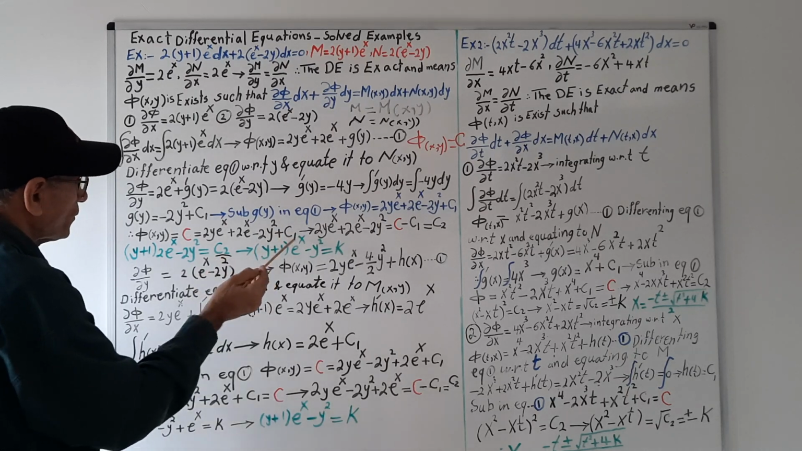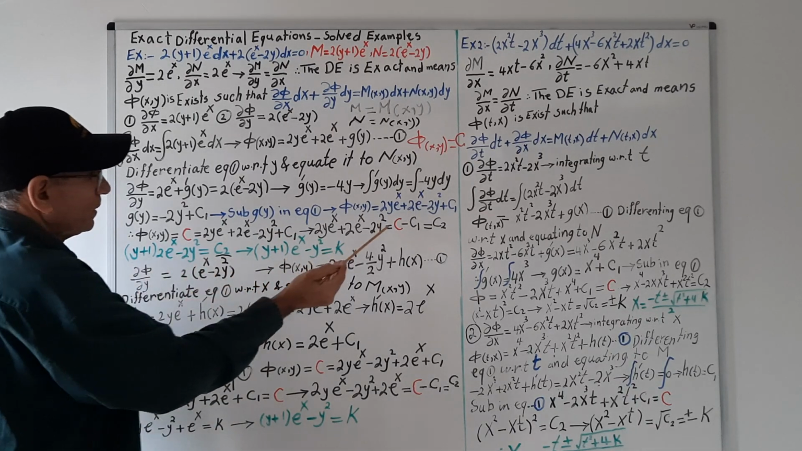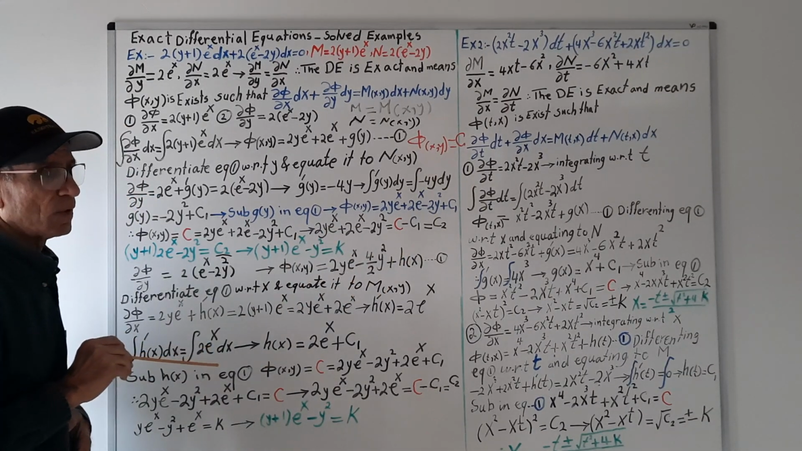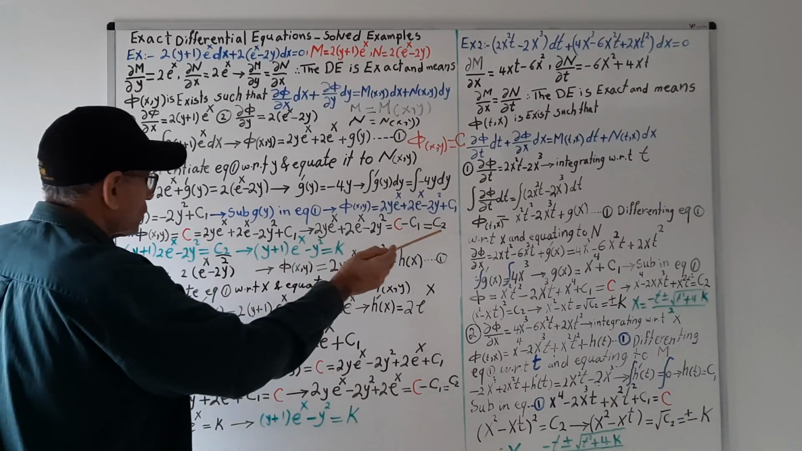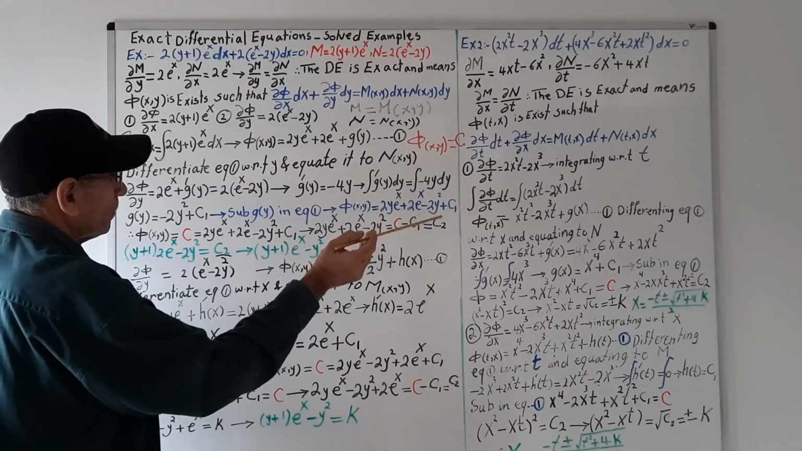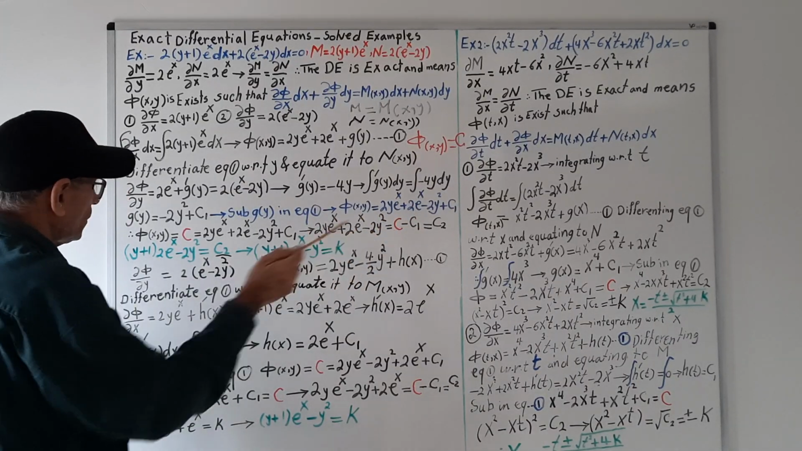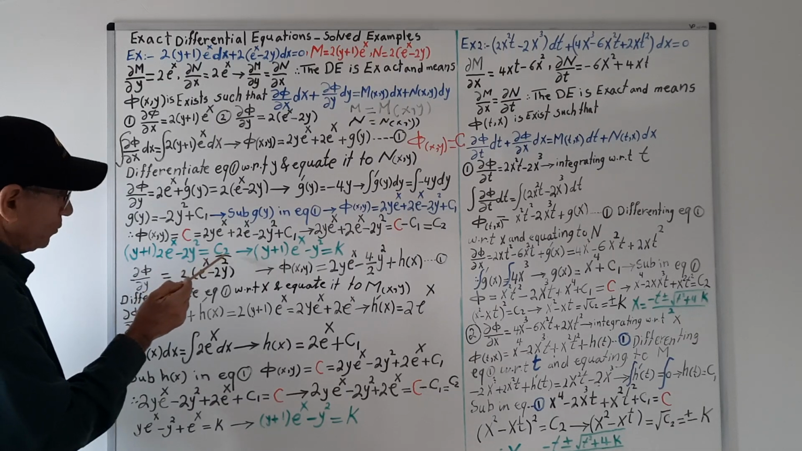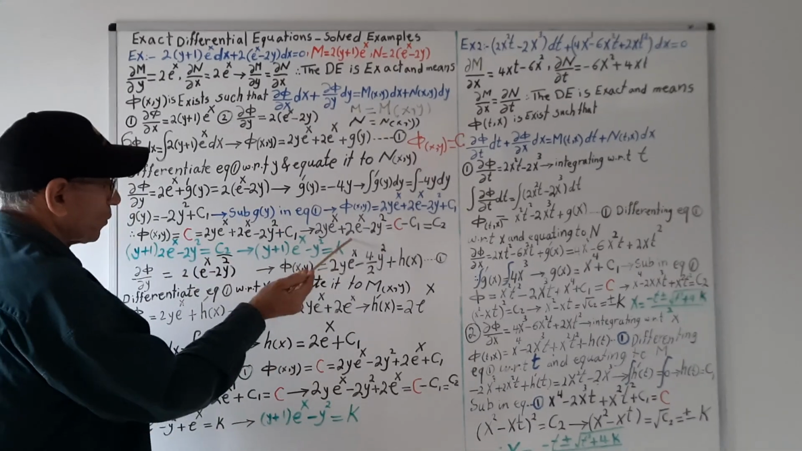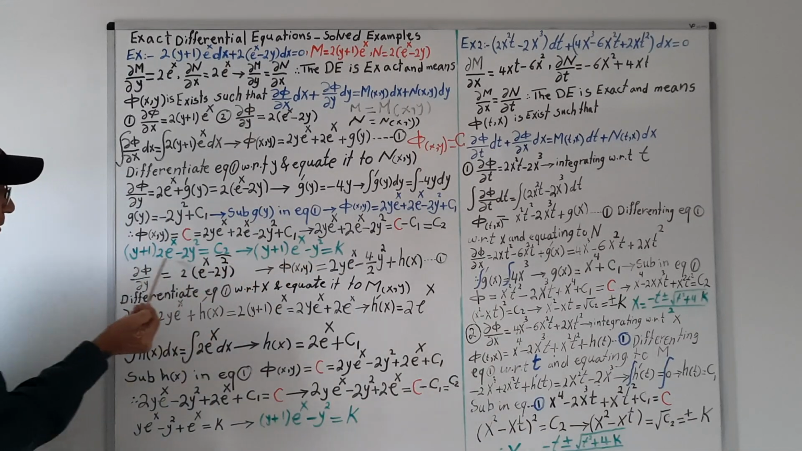So we move c1 to the other side. So c minus c1 gives us another constant of integration we call c2. Then we divide this equation by 2. So c2 over 2, just another constant, we call it k. So this is our solution.